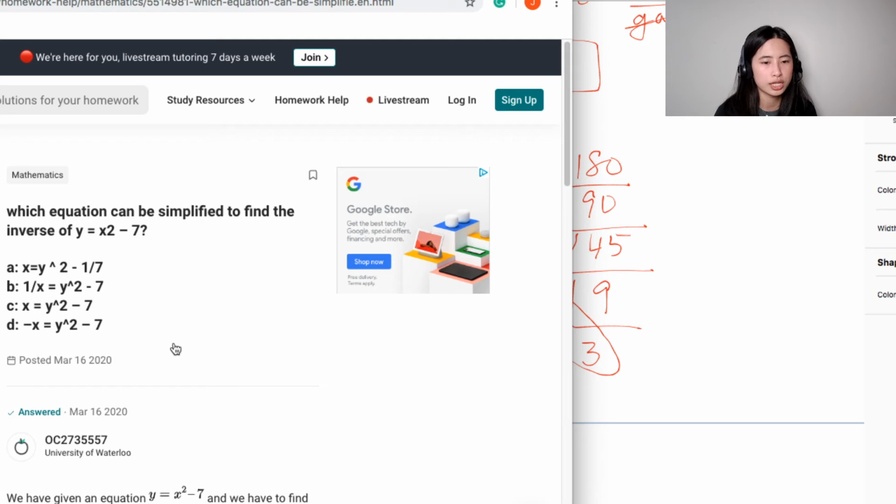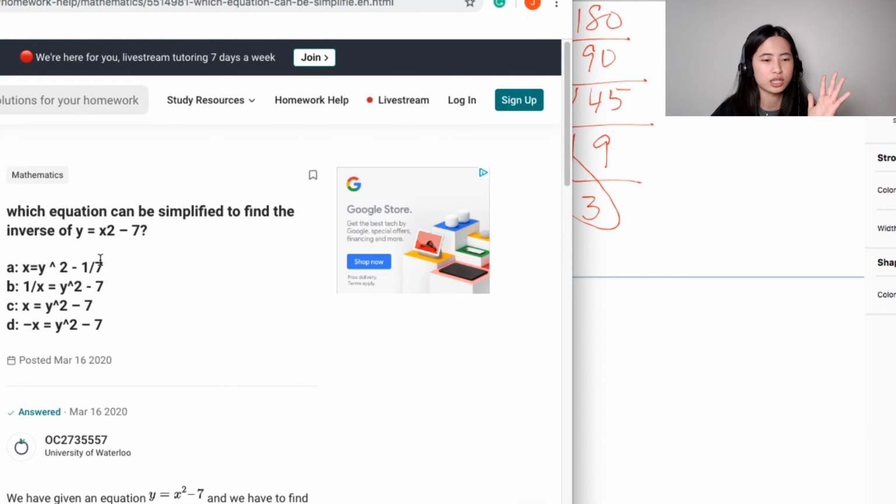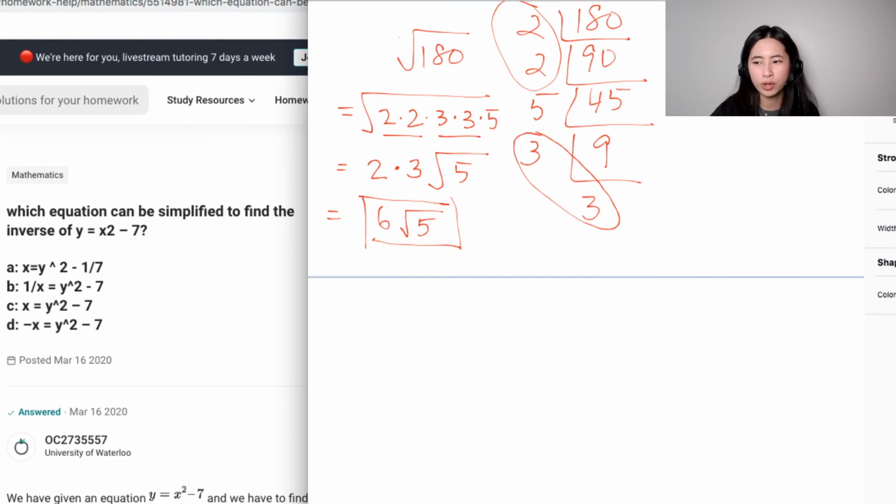It says, which equation can be simplified to find the inverse of y is equal to x squared minus 7? Okay, so I know it's a little bit confusing to just look at the series of equations and you have your 2 with that hat symbol. So maybe we can make that better by writing that out. Okay, so first of all, the question is y is equal to x squared minus 7, right?